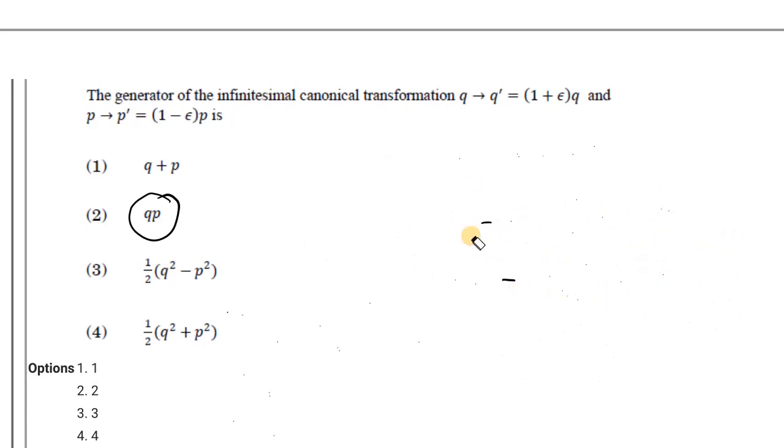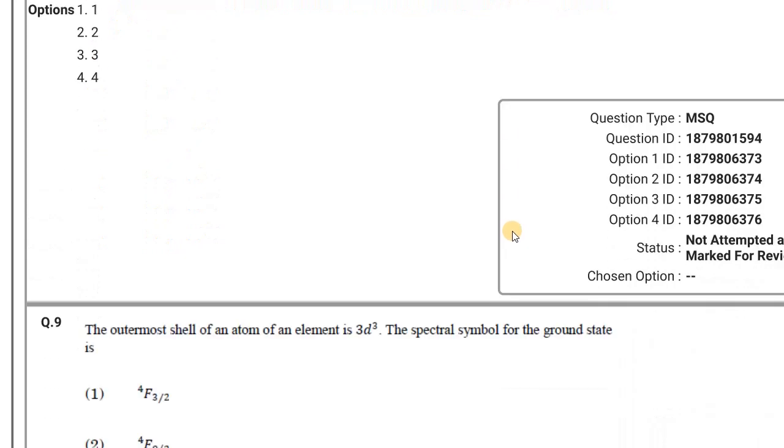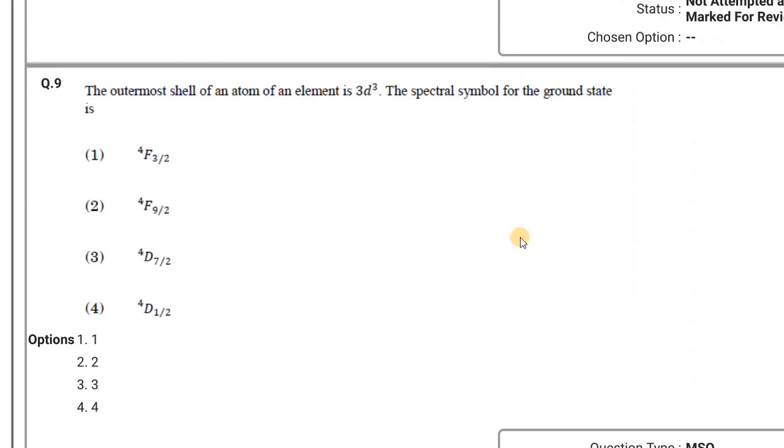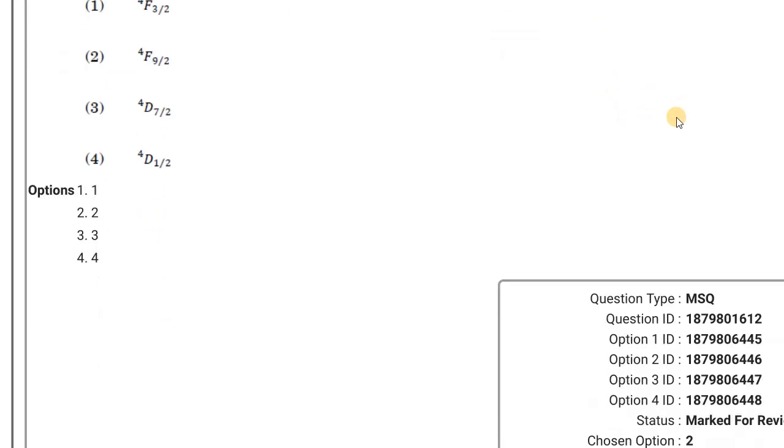This is interesting, right? This PDF file itself we can use as a blackboard. Technology triumphs, man. The outermost shell of this atom or element is 3d^9. The spectral symbol is very easy. Just easily you can do this. Nothing special, nothing extraordinary. We'll proceed.